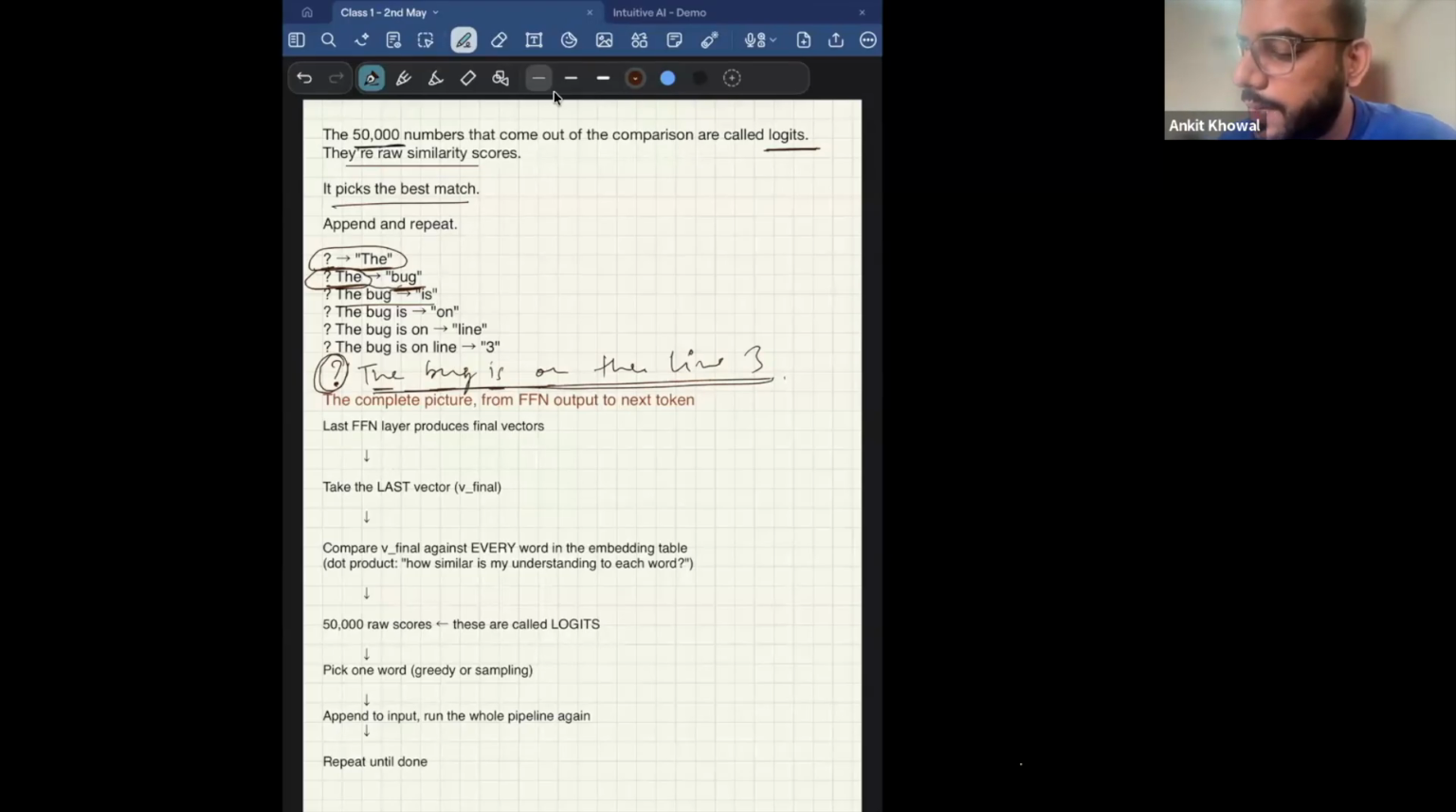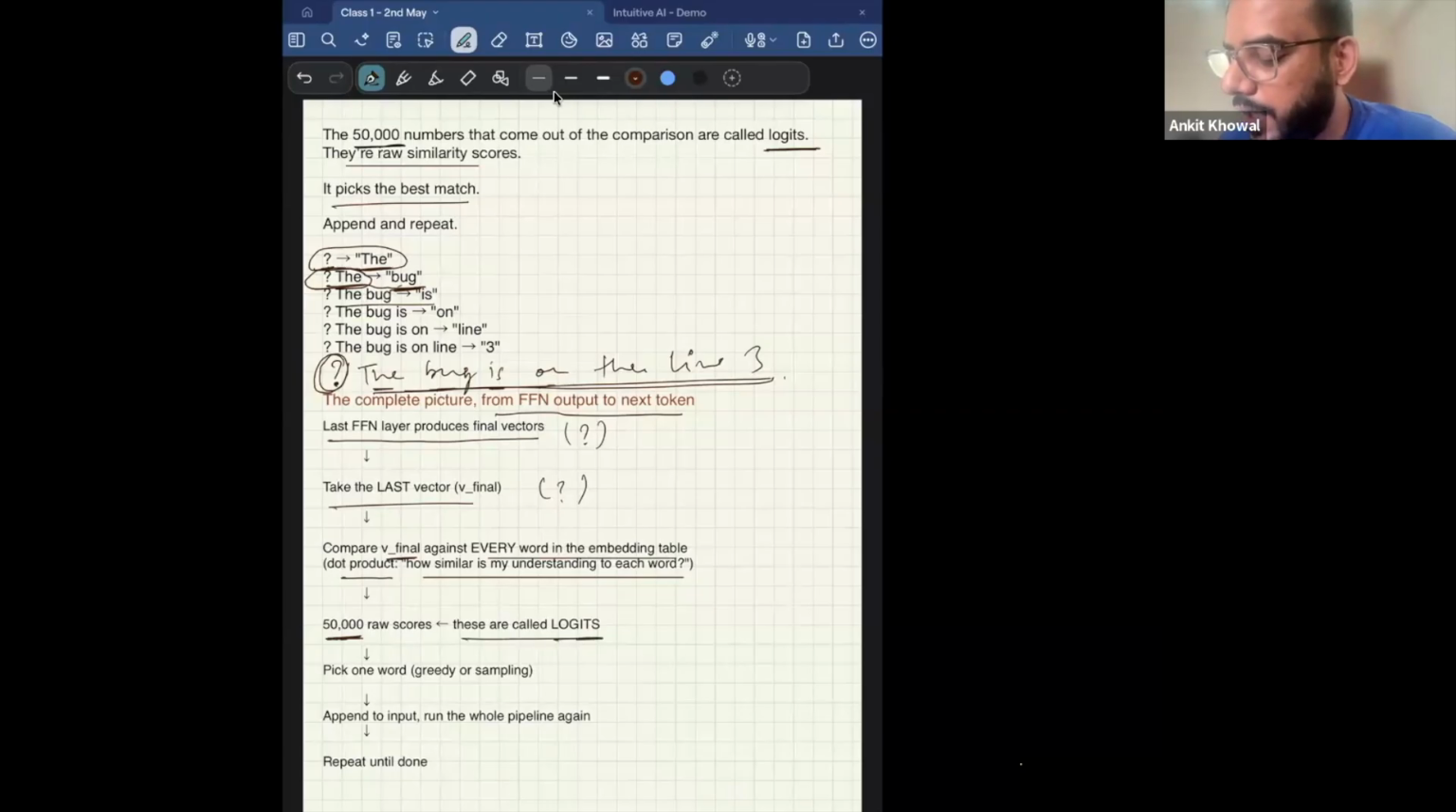So just a recap, the complete picture from the feed-forward neural network to the next token: the last feed-forward neural network produces the final vector, which is the question mark. Take the last vector, question mark, and compare the final vector against every word in the embedding table. We take a dot product. How similar is my understanding to each word? Then it gives 50,000 raw scores because we have compared it against all the rows in the embedding table. These are called logits, like I said. Pick one word which is the closest by greedy method or by sampling. Then append that to the input and run the whole pipeline again till you give the whole answer.